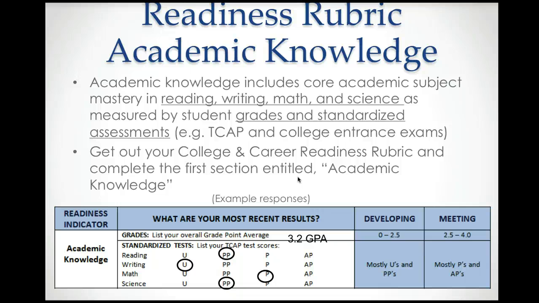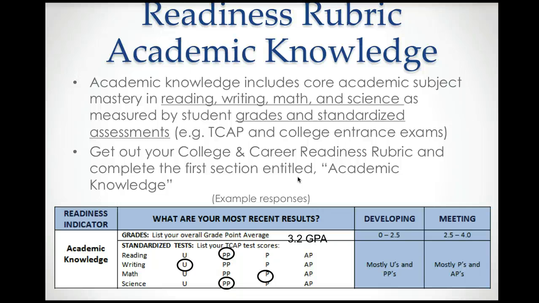So get out your college and career readiness rubric and complete that first top section called academic knowledge. If you need to know what your GPA is, this is a good time to let me know, because I can tell you just by looking at your transcripts. You can also go into IC yourself through the parent portal and find your GPA on your transcript. It's listed on the left-hand side, kind of at the top.